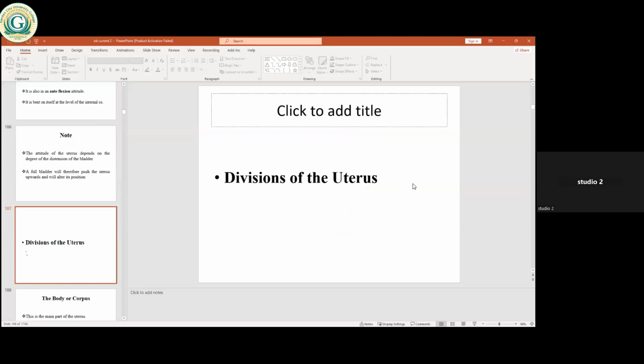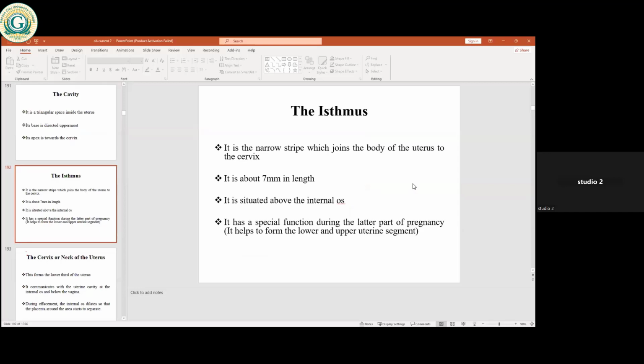Then you have the isthmus. It is a narrow strip that joins the body of the uterus to the cervix. It is about 7 millimeters in length. It's situated above the internal os. It has a special function during pregnancy. Please take note of it when you are reading. It has a special function during the later part of the pregnancy. It helps to form the lower and upper uterine segments.